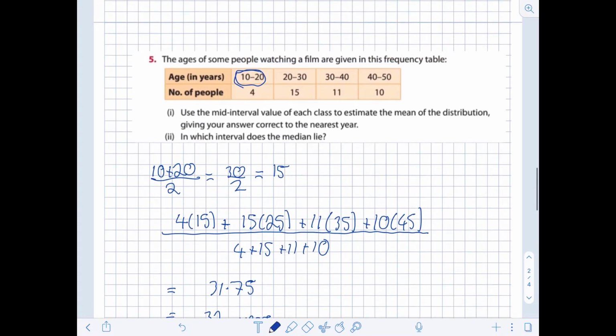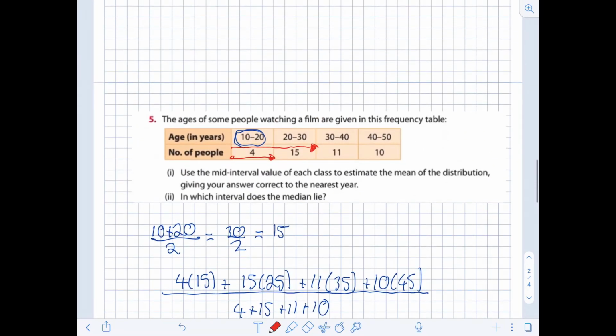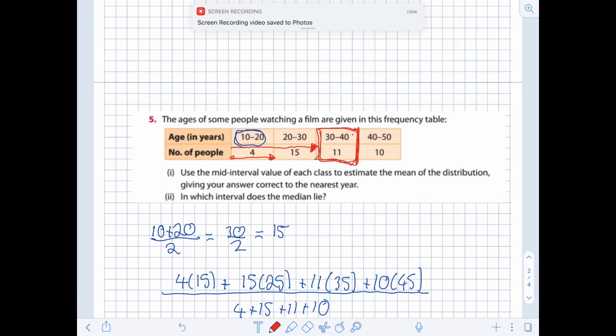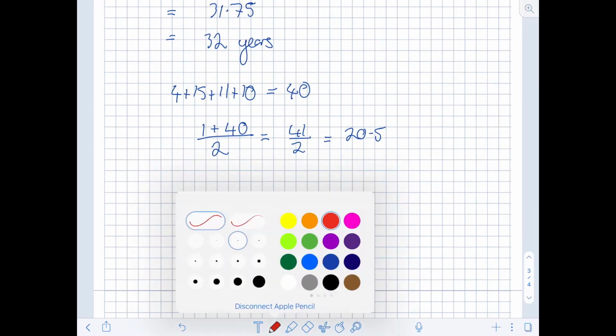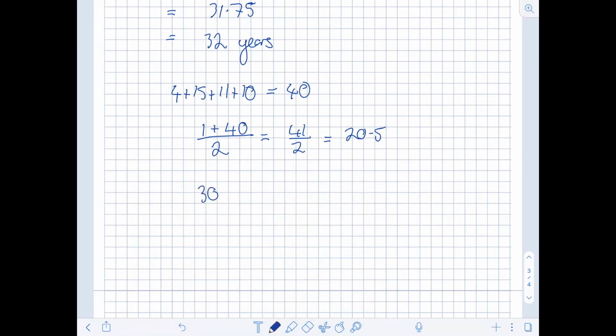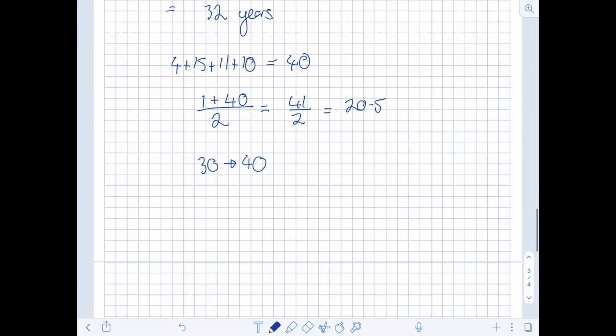So we go back up to our table up here, and we spot that when we pass from here to here, we go by 4 people. When we go from here to here, we pass 19 people, and we want to know when do we pass the 20 and a half person. So it's going to be in this column here. The 20 and a half person is in that column there. So our median must be in the 30 to 40 years age group.